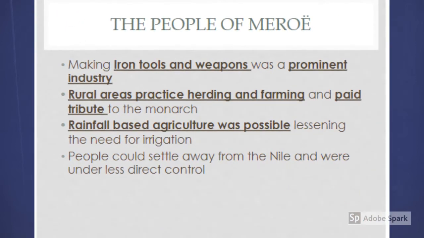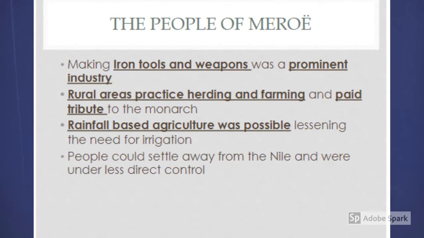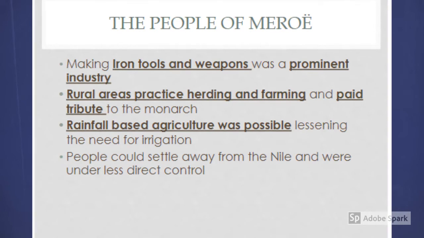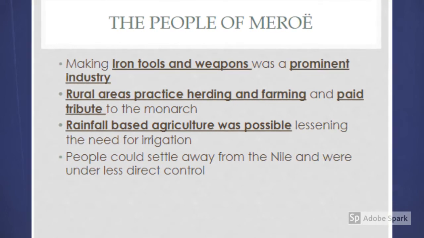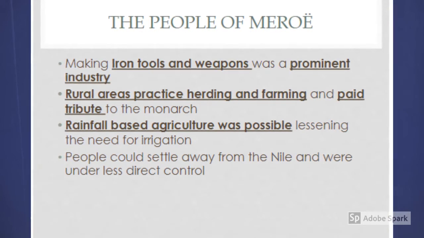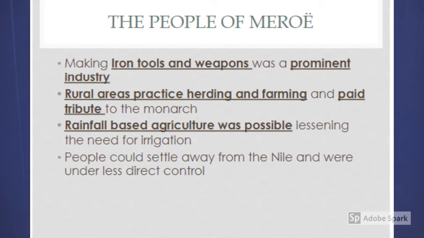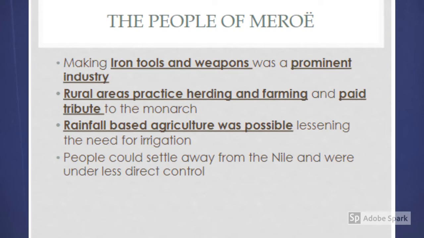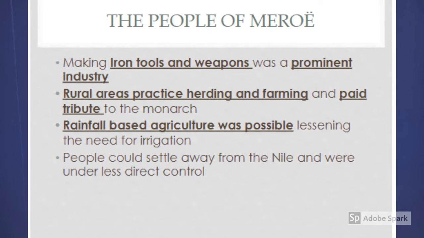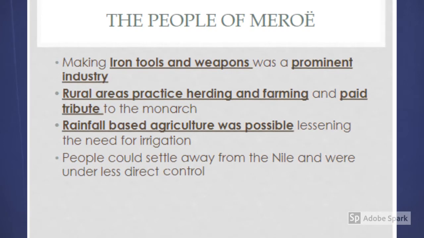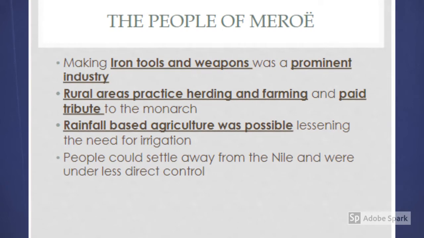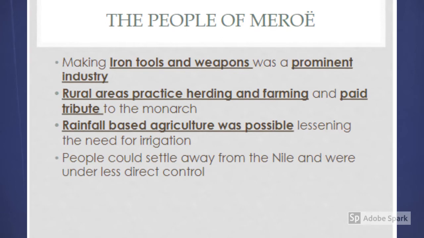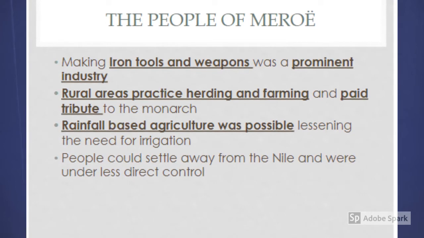Anyways, the people of Meroe are really known throughout the area for their iron tools and weapon manufacturing. There was a very successful industry from them, and they had large-scale trade in this area, and we'll talk about that later. People that lived in rural areas mostly practiced farming and herding, and were asked to pay tribute to the monarch. High amounts of rainfall in this region made large agricultural production possible, which lessened the need for irrigation.